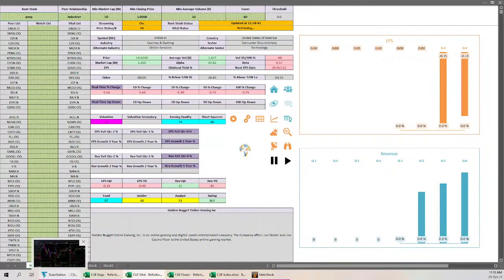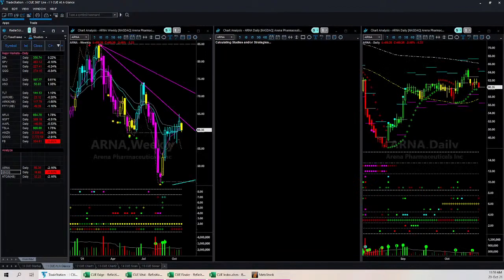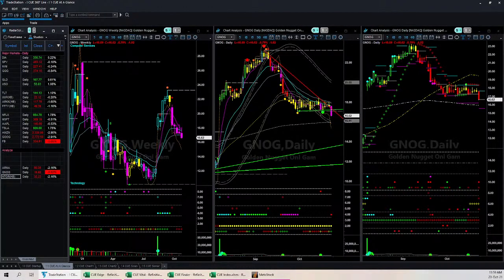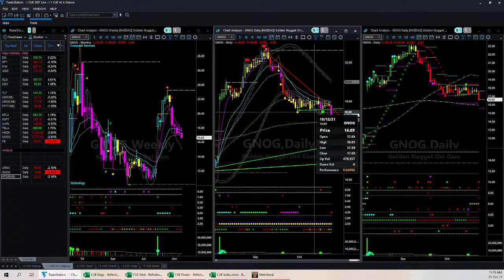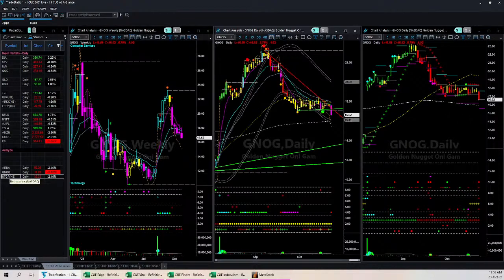So let's look at the chart again. GNOG. This has a very clear breakdown. So between ARNA, which is a biotech, and GNOG, I would prefer to short GNOG. And in fact, if you looked at the stock using intraday fine tune chart on Friday when it was going below 17.2, that was the level where it broke below trend line support, you could short it. But we have one more stock.